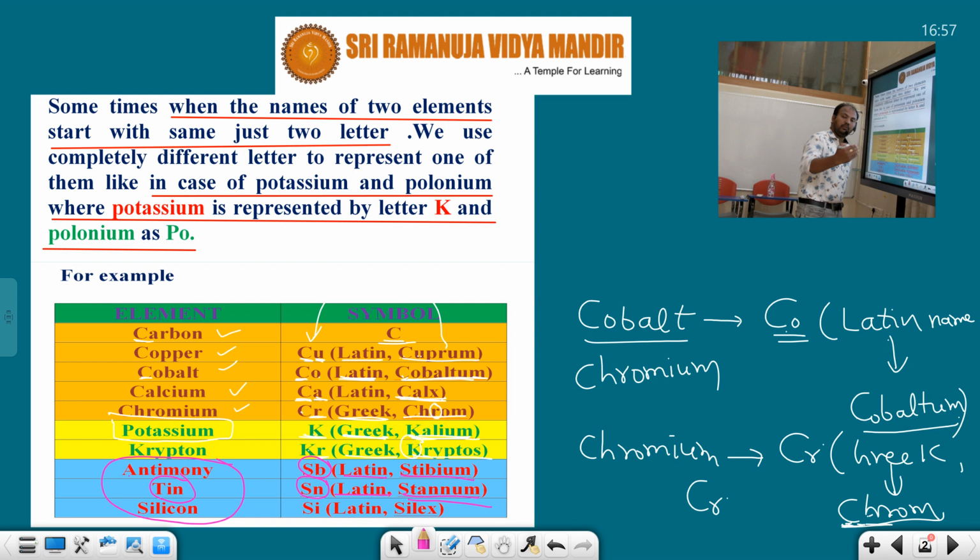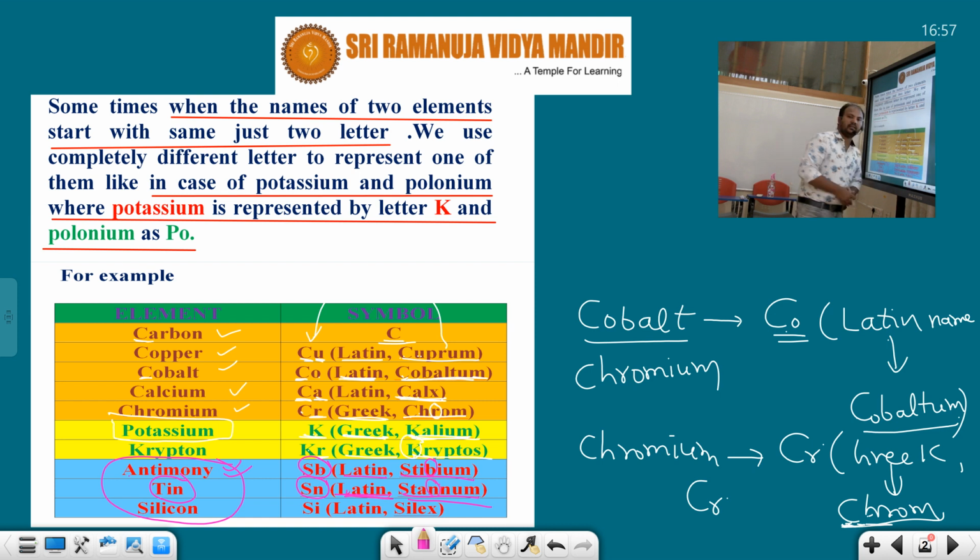Now, according to the English name, it is called antimony. Actually that symbol is Sb, derived from the Latin word stibium. We simply say Sb. Tin: the English name is tin, but the non-English name is stannum, because this word is derived from the Latin word. This is S and the prominent letter is N. Sn. Sn is tin.